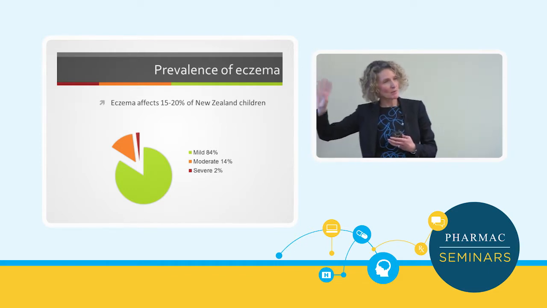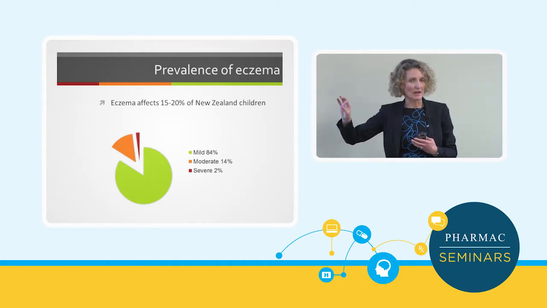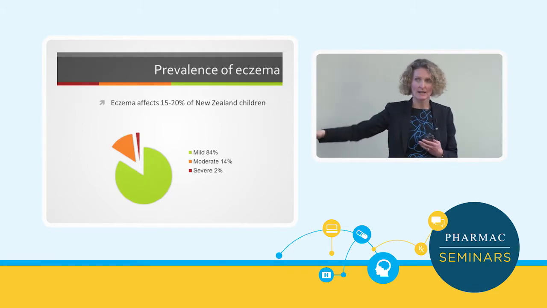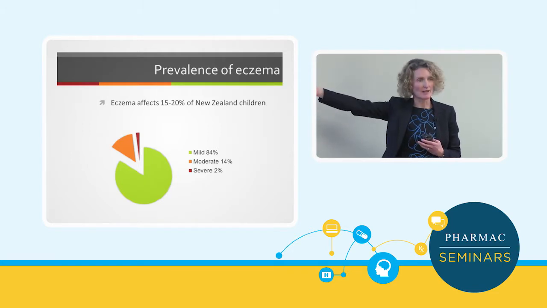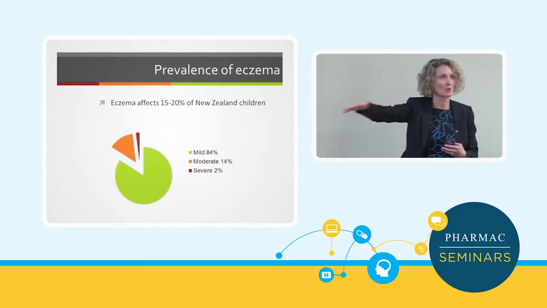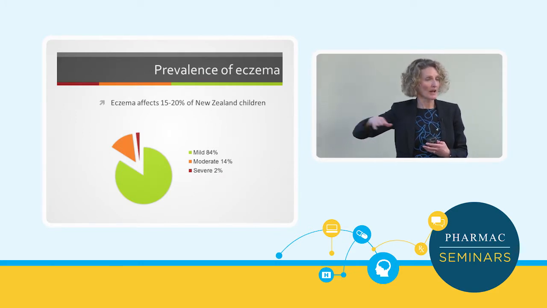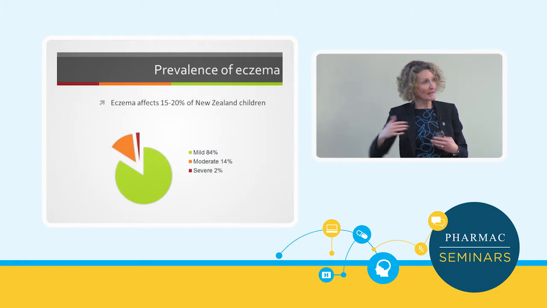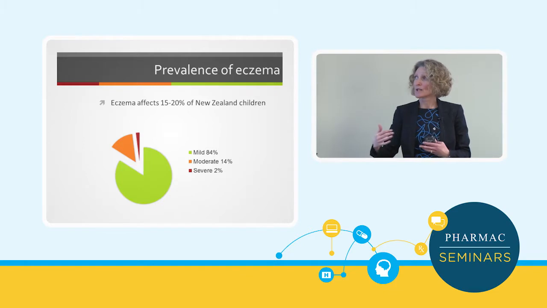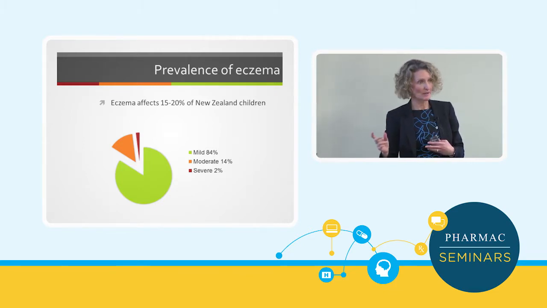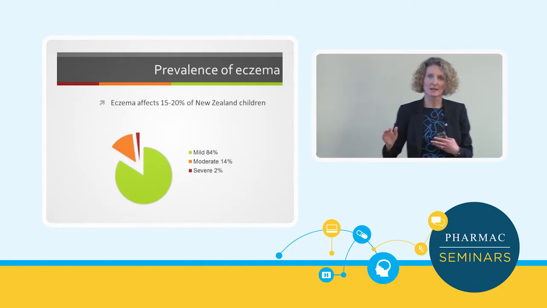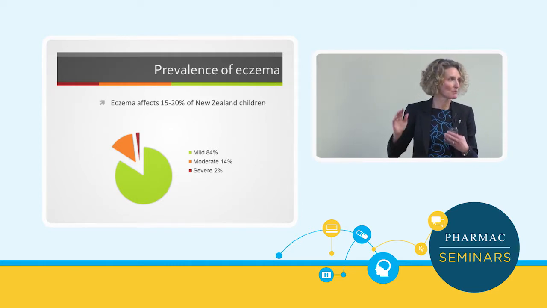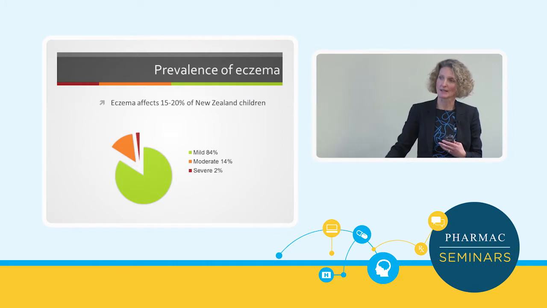However, most of those kids probably don't have severe eczema. We don't have good community data from New Zealand. This data here in the pie graph comes from a study in Nottingham where they actually went out and examined people in the community. And they found that of people with eczema, about 84% of people have mild eczema. 14% have moderate and only 2% have severe. That may be a bit different in the New Zealand setting, but I do think it probably is right that most people do have mild disease.